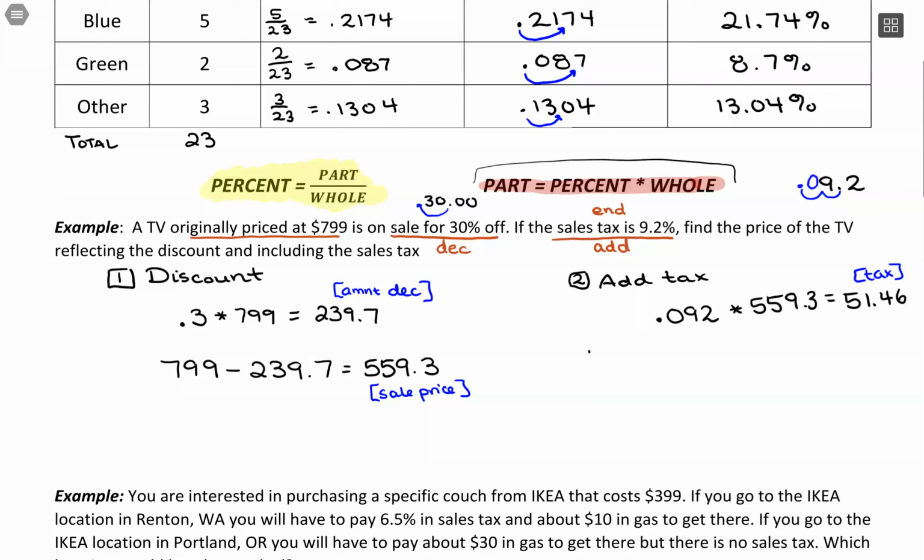So what we need to do is take our sales price plus the tax. So our final price, the price of the TV is, if we add those numbers together, we should get 610.76.